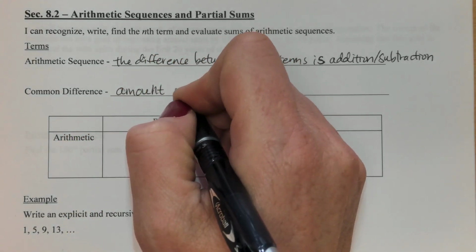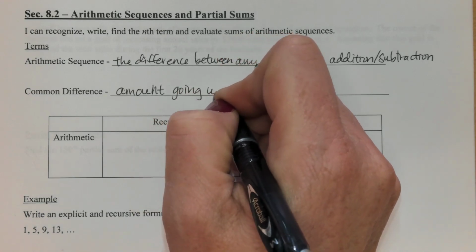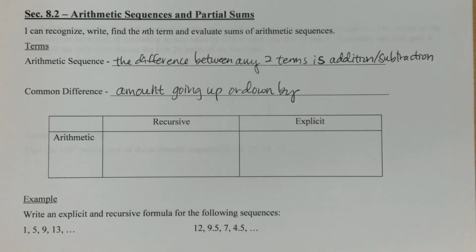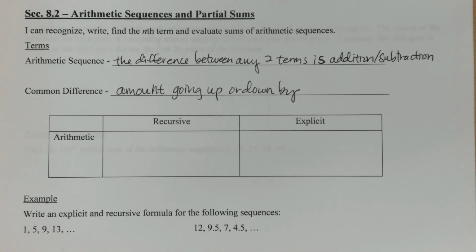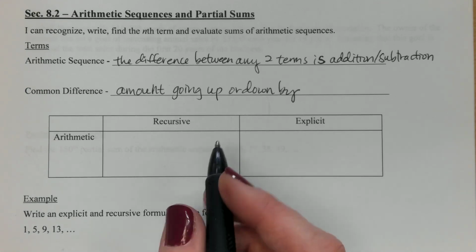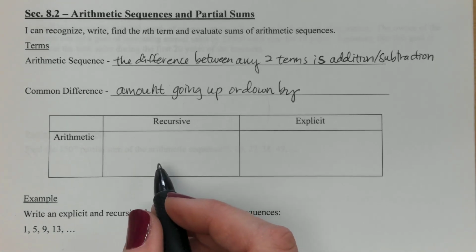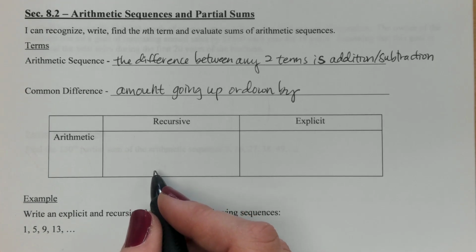Whoops, that's not how you spell. Keeping in mind that the common difference could be negative if you're going down, if you're subtracting something each time, and it'll be positive if you're going up. So we have a couple of formulas here, and you're going to add these to your formula card as well, or pick one up the first time you come back to class.